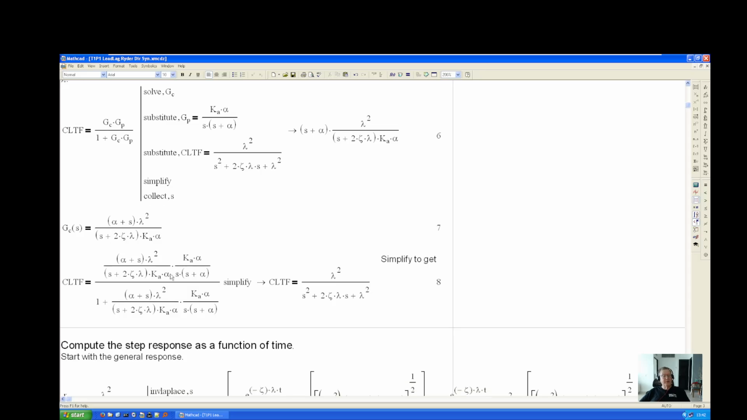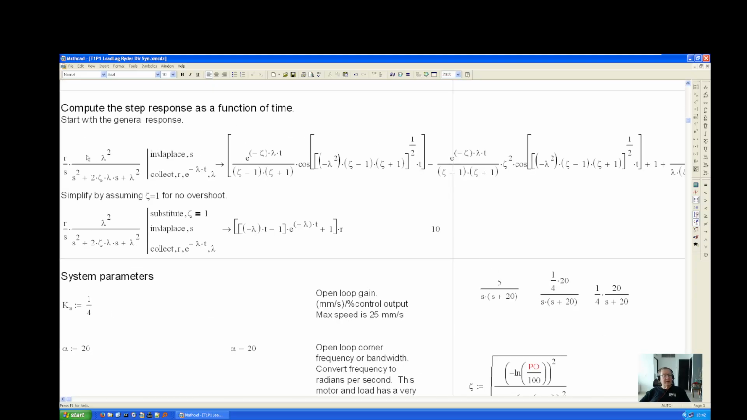And if I take this original equation for the closed loop transfer function and I simplify it, it actually simplifies down to this. And notice I've included the zeta, the damping ratio, and I'll get around to that in just a minute.